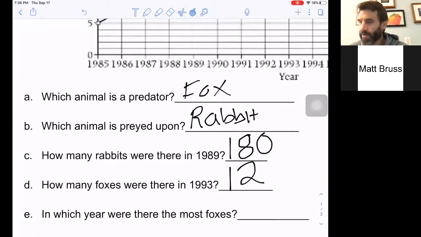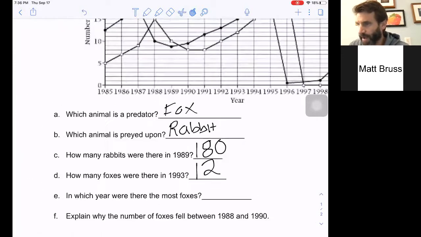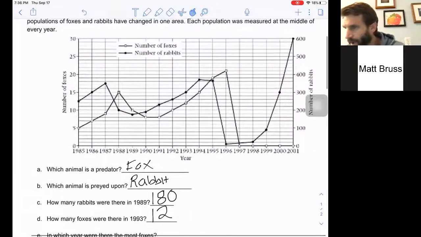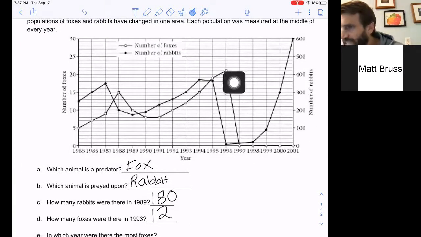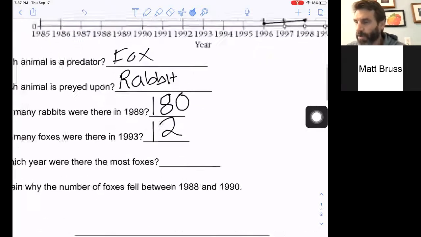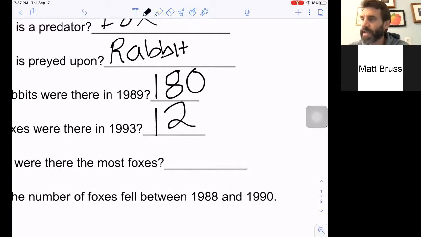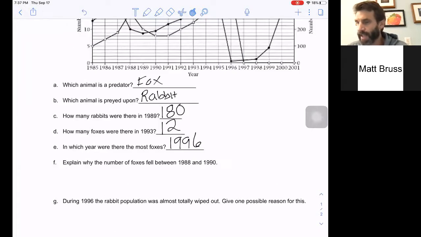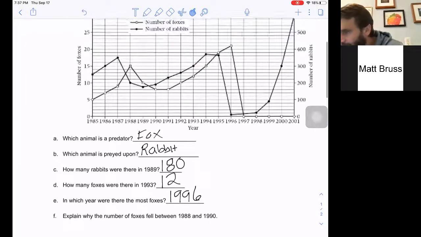All right. In which year were there the most foxes? Well, that's a little easier. So foxes are these open circles. So I see the peak up here. And yep, that's 21 foxes. And that peak seemed to happen in 1996. So it's asking me in which year were there the most foxes? So to me, that looks like 1996.